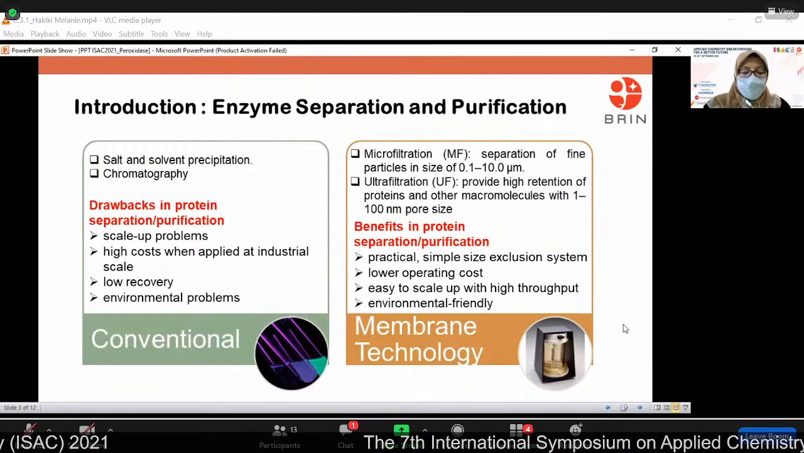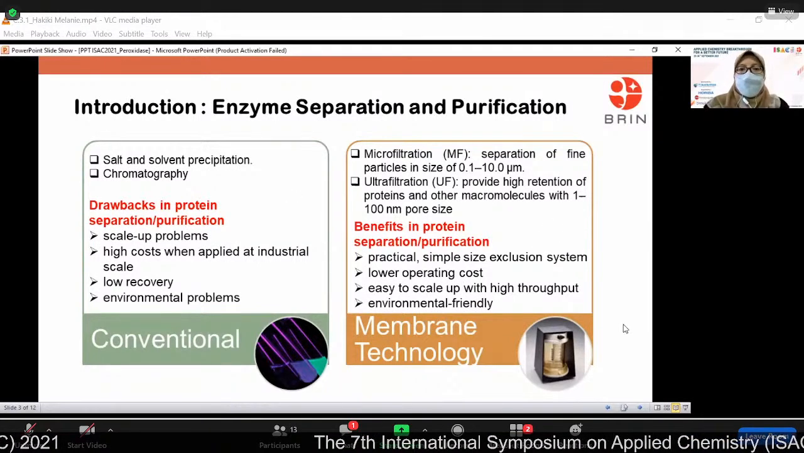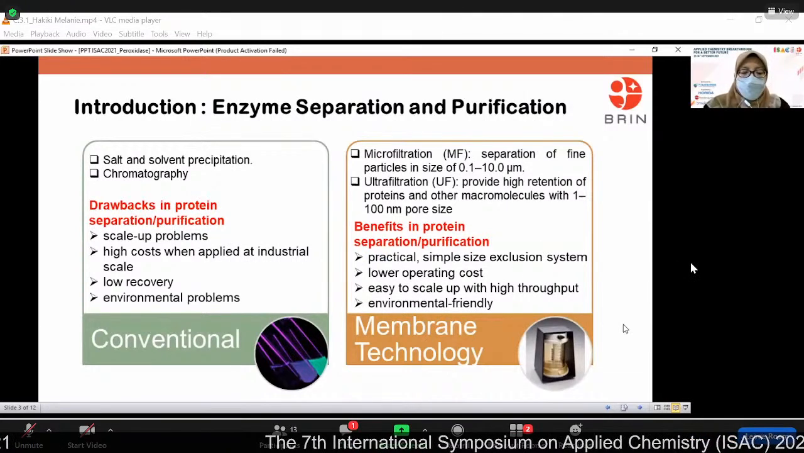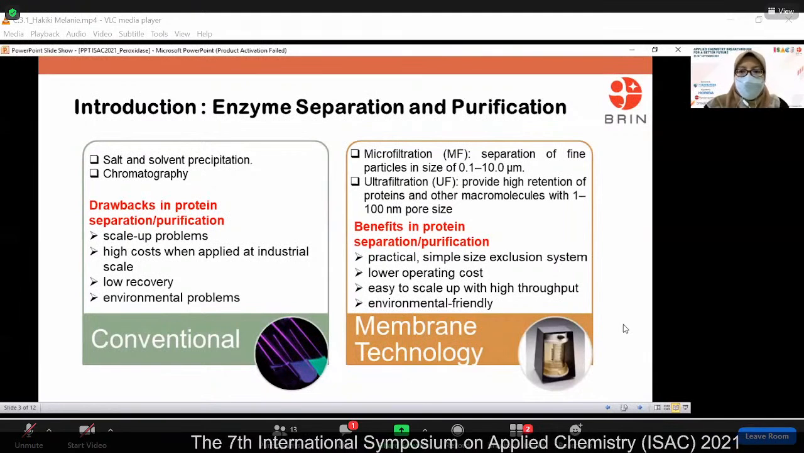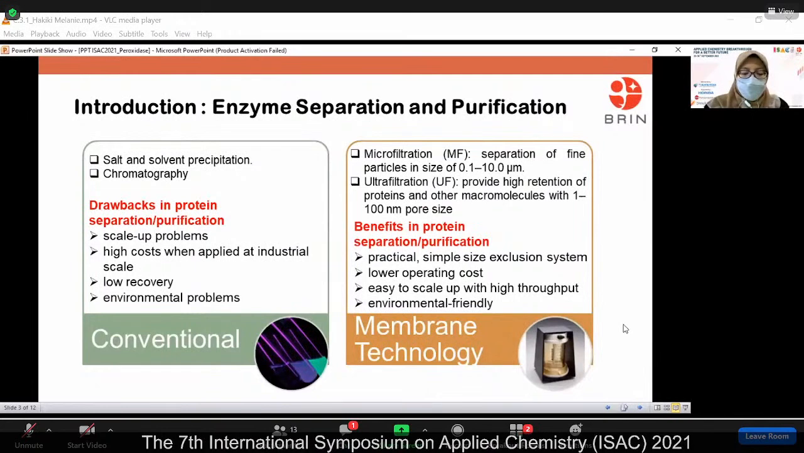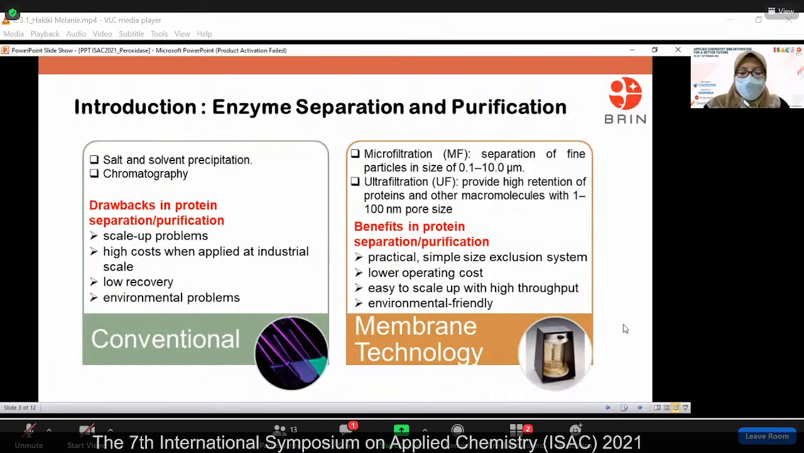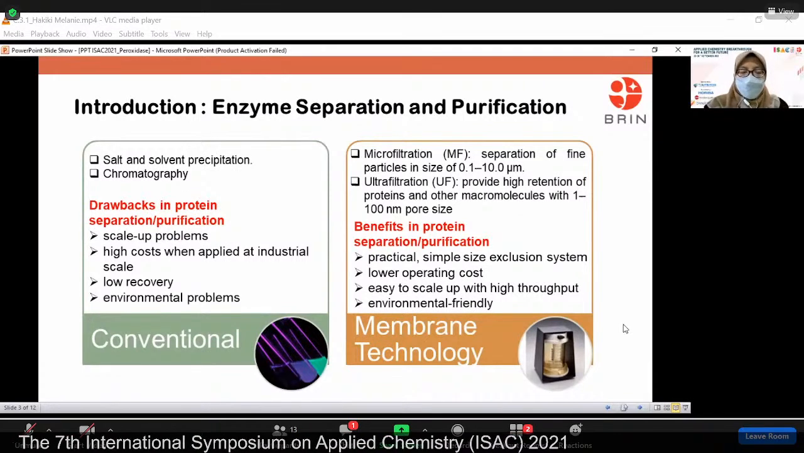Membrane separation processing, including microfiltration and ultrafiltration, is commonly applied for concentration purposes. These methods offer several benefits compared to conventional purification, including being practical since they use a simple size exclusion system, lower operating costs, being easy to scale up with high throughput, and being environmentally friendly.